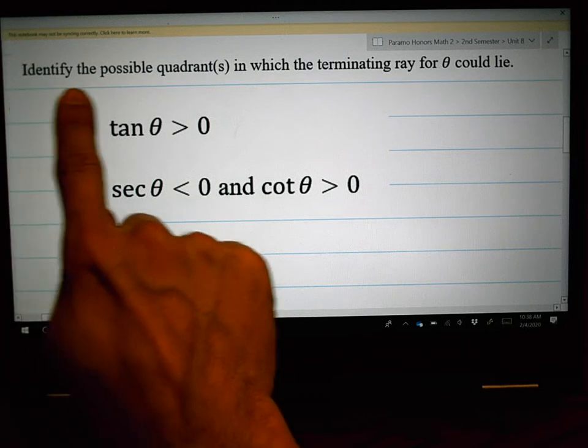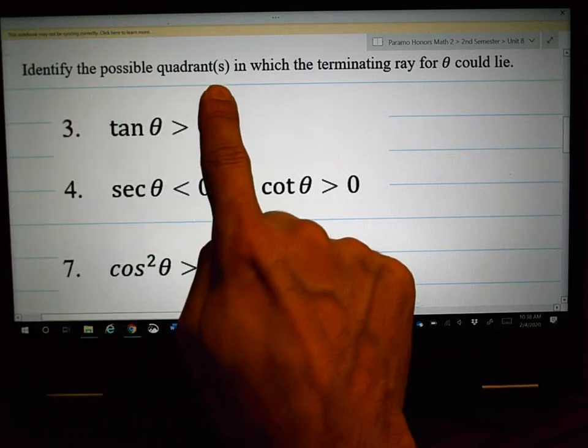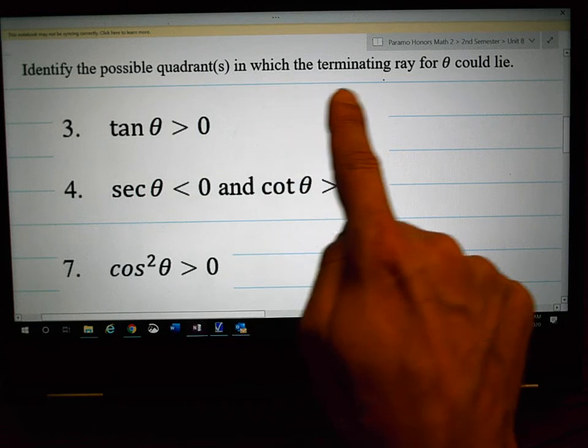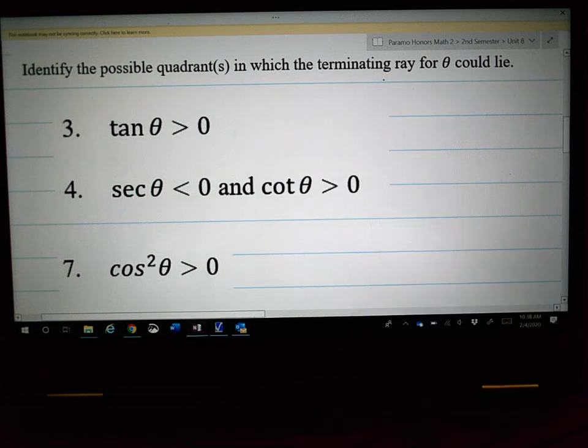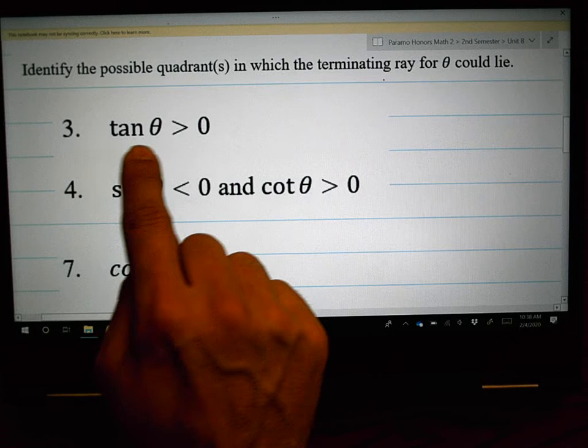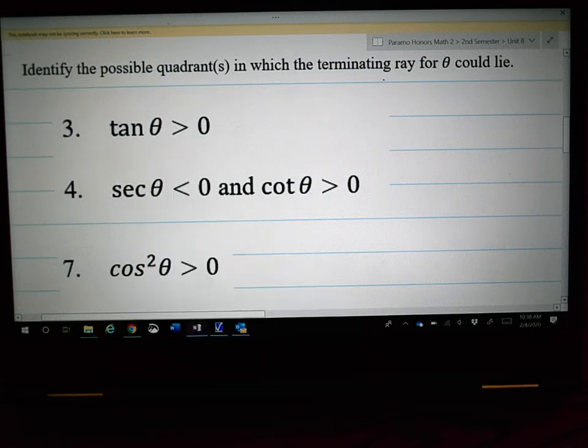This says, identify the possible quadrant or quadrants in which the terminating ray for theta could lie. The tangent of theta greater than 0. Which quadrants could theta be in? And if you know, I would like for you to tell the person you're sitting next to what you think the quadrants are for number 3. Go. Quadrants 3 and 1. Yeah, 3 and 1 comes positive.